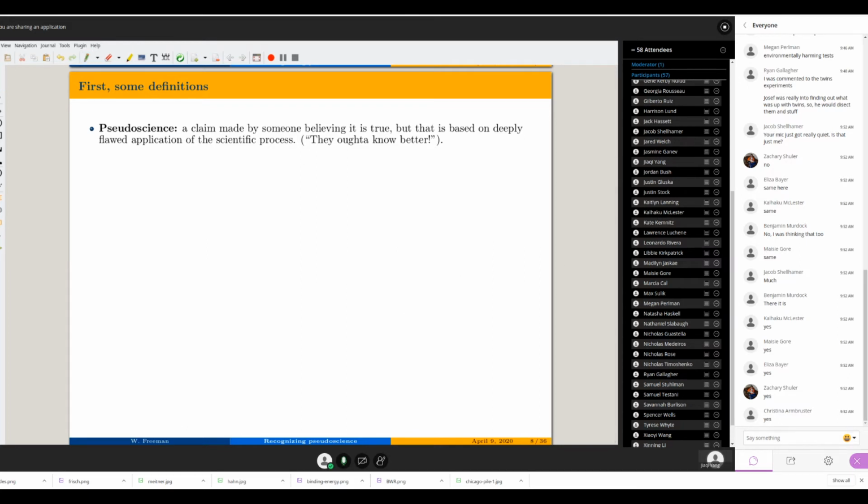So people like to use the word pseudoscience. Pseudoscience means people who believe they are being scientific, people who believe they are making well-founded claims about how the world works, but it's based on a deeply flawed application of the way science works. An example would be many of the people who claim that the Earth is flat, the Flat Earth Society, who we're going to make fun of a lot in class. Many of them really believe the Earth is flat, or they did, but they really ought to know better.